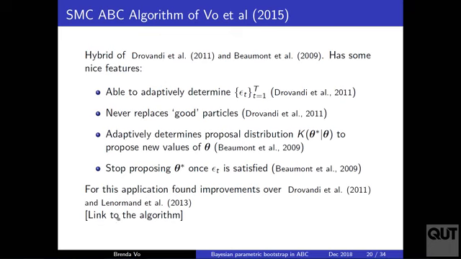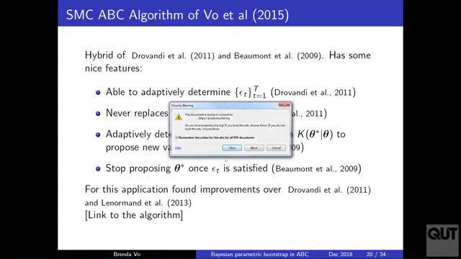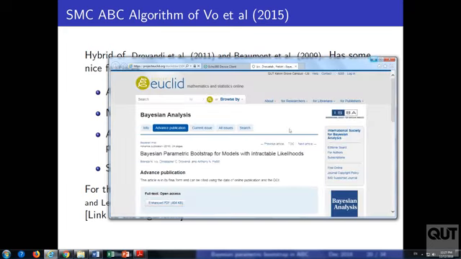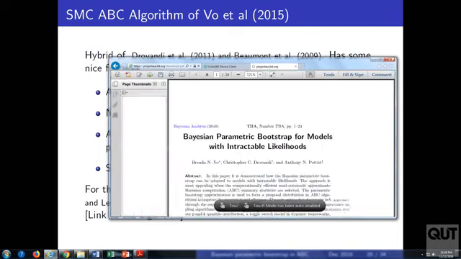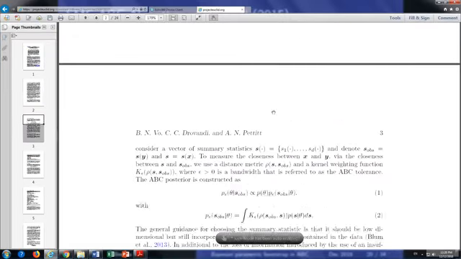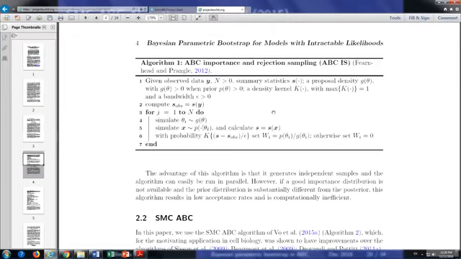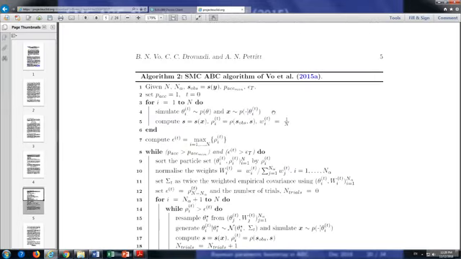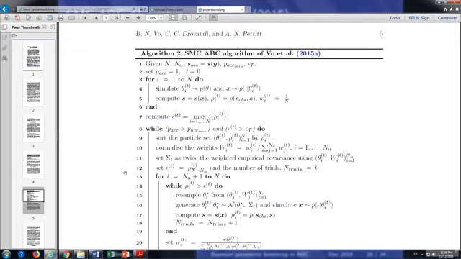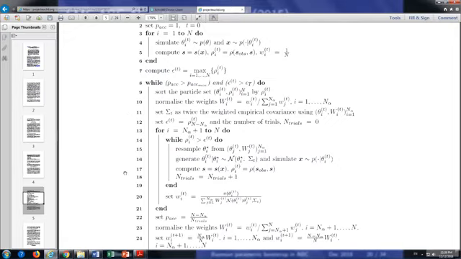So the link to the detailed algorithms is in the paper. The detail of the modified SMC ABC is algorithm 2. Here, if you want to look into details, each of the steps, and how we chose the weight and the resampling.